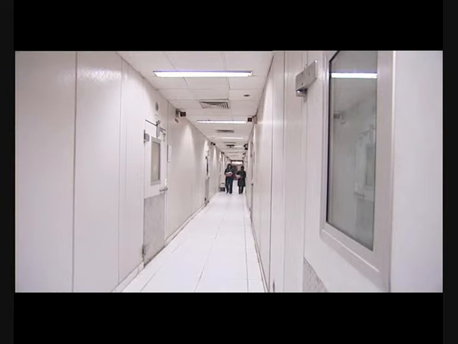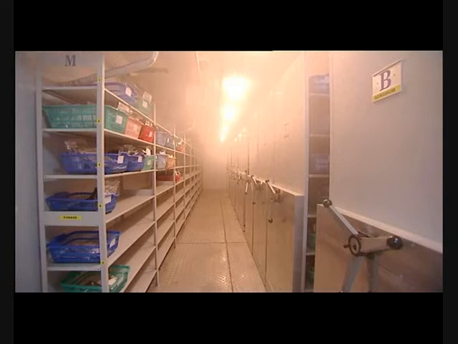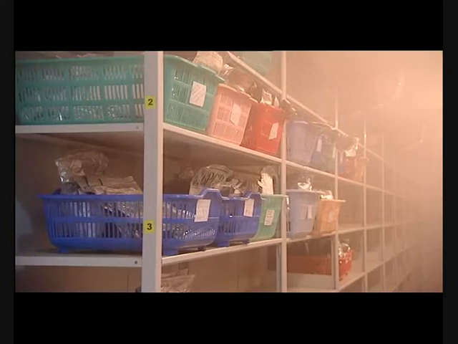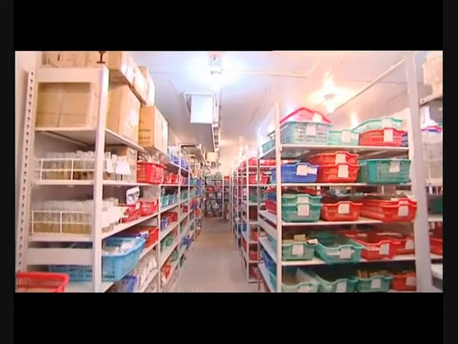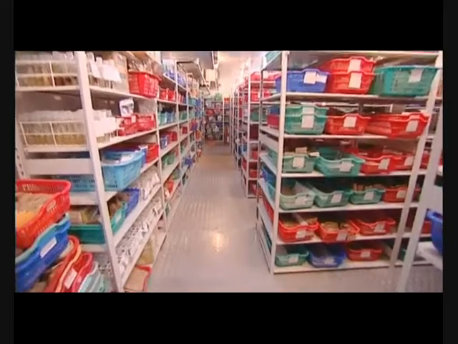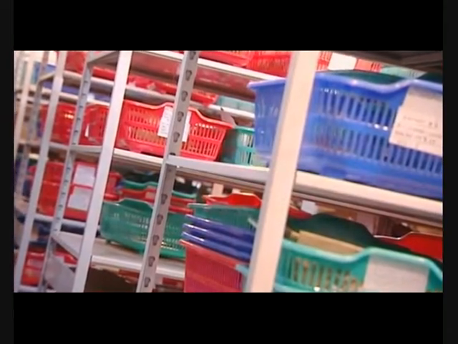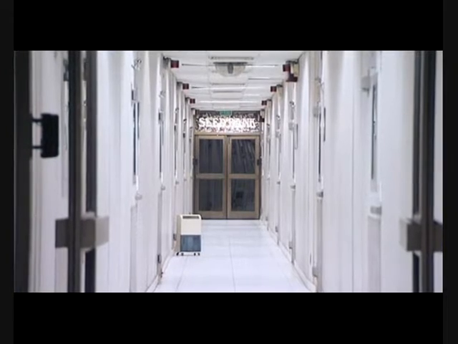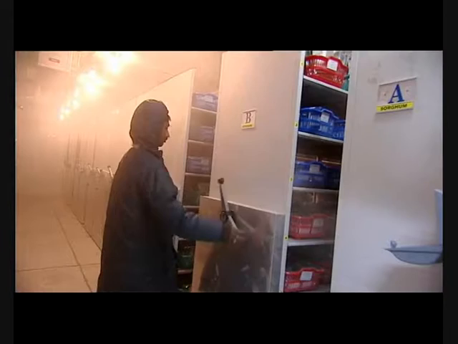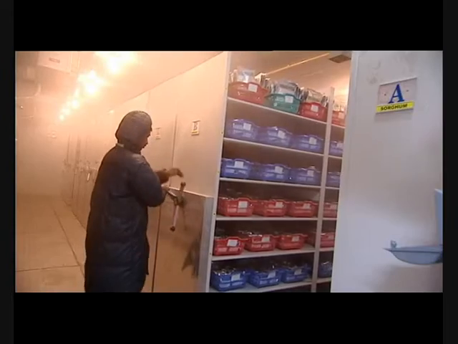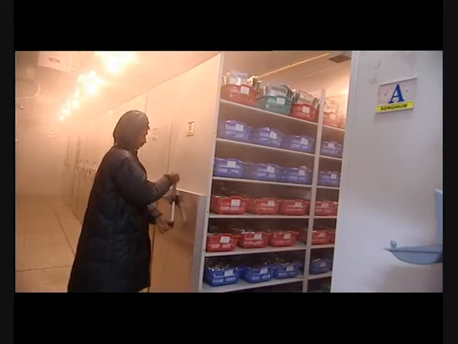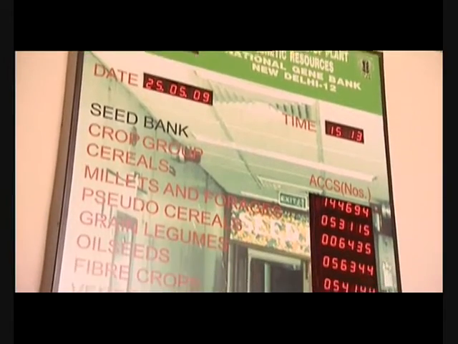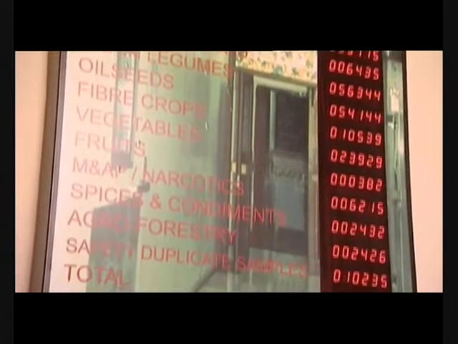There are 12 long-term storage modules maintaining a temperature from -18 degrees Celsius to -20 degrees Celsius at NBPGR headquarters, and medium-term storage modules maintaining 0 to 10 degrees Celsius at headquarters and regional stations. Nearly 0.4 million orthodox seed samples, including wild relatives of important crop groups such as cereals, millets, legumes, vegetables, fibers, forages, medicinal and aromatic plants, are conserved in the Seed Gene Bank.